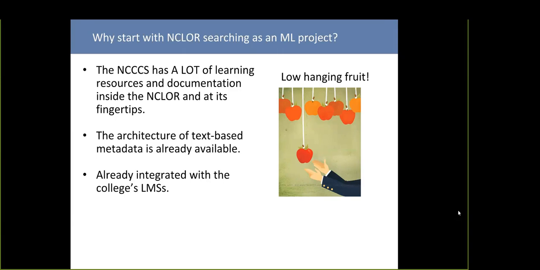Our EQUELLA application was where we wanted to start. One of the reasons we took it was because it is text-based with metadata that's already available, and we already have integrated colleges with our learning management system. North Carolina has around 56 integrated colleges in our system, and they all use different learning management systems. So we already have those integrations set up, and we can get down to the student.